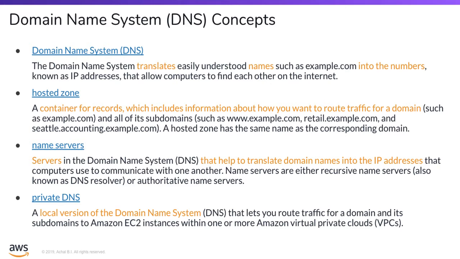Private DNS is basically your local version of the domain name system, which provides a virtual domain name system within your VPC. It is best used to identify resources within your VPC.